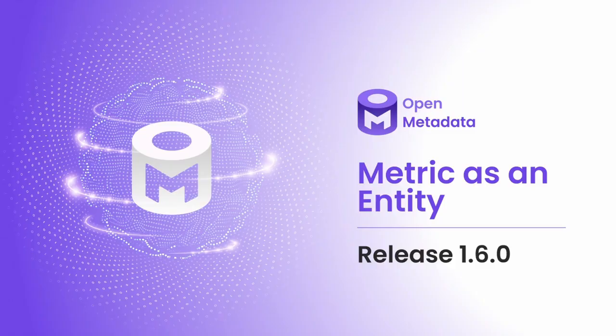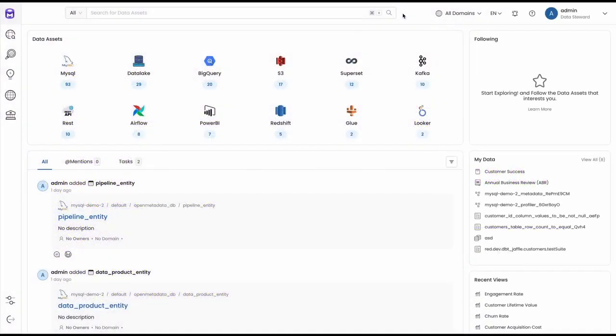In a data-driven organization, metrics are everything. They drive decisions and measure success. With Open Metadata, your teams can define their own metrics, ensuring consistency across the organization. Now, the same metric can be computed the same way, every time.